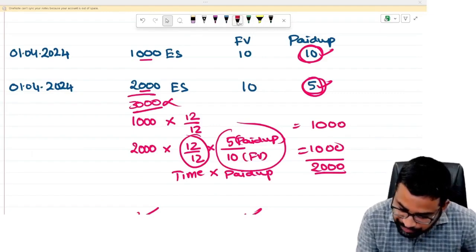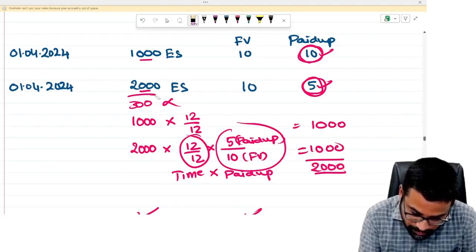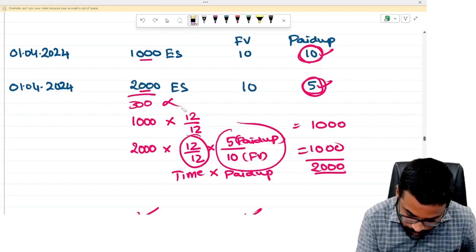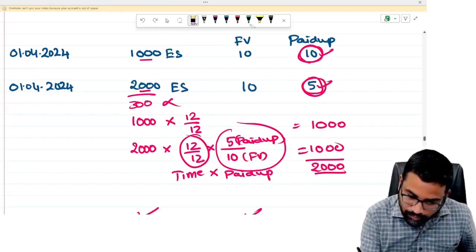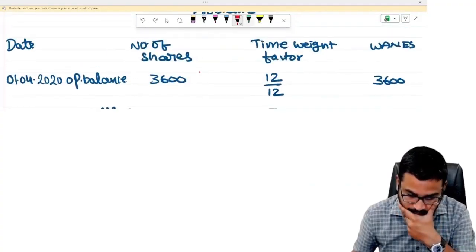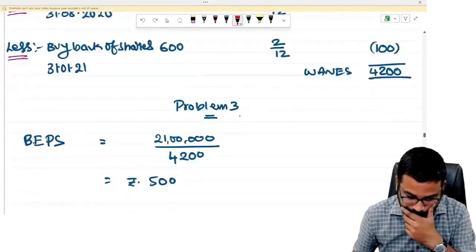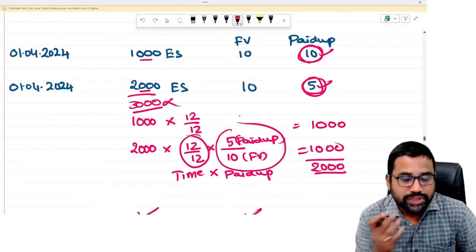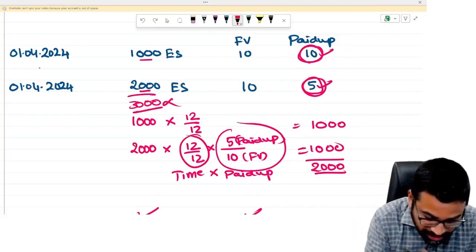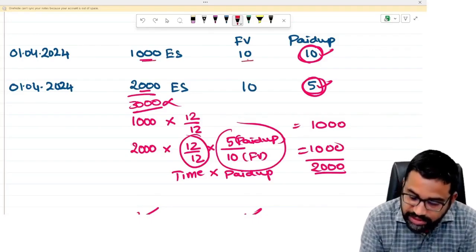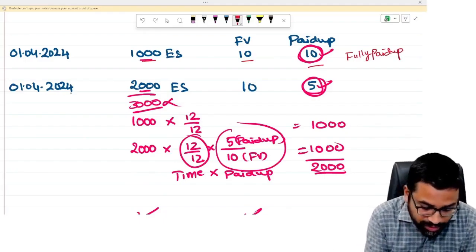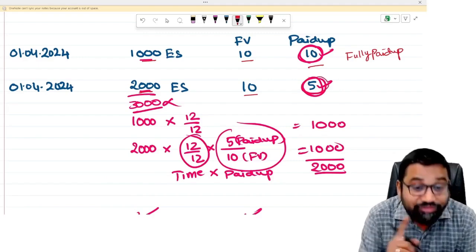Like this, in this example, you see here. In this question, sometimes, at the time of finding out the weighted average number of shares, they may give different paid up values. Like, for example, in the beginning, 1/4/2024, 1,000 equity shares are there, face value 10, and paid also 10. That means this is fully paid up. Now next, 1/4/2024, 2,000 shares are there, 10 rupees face value, but see, only 5 paid.